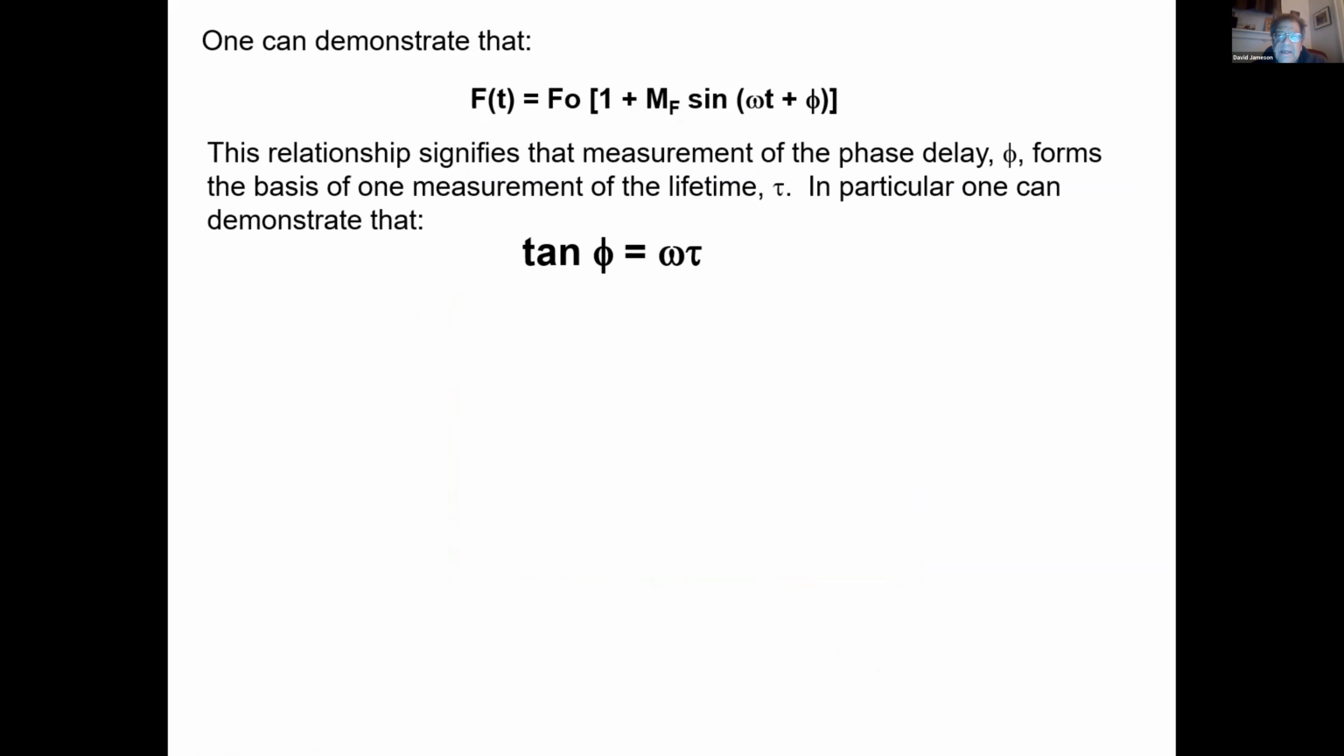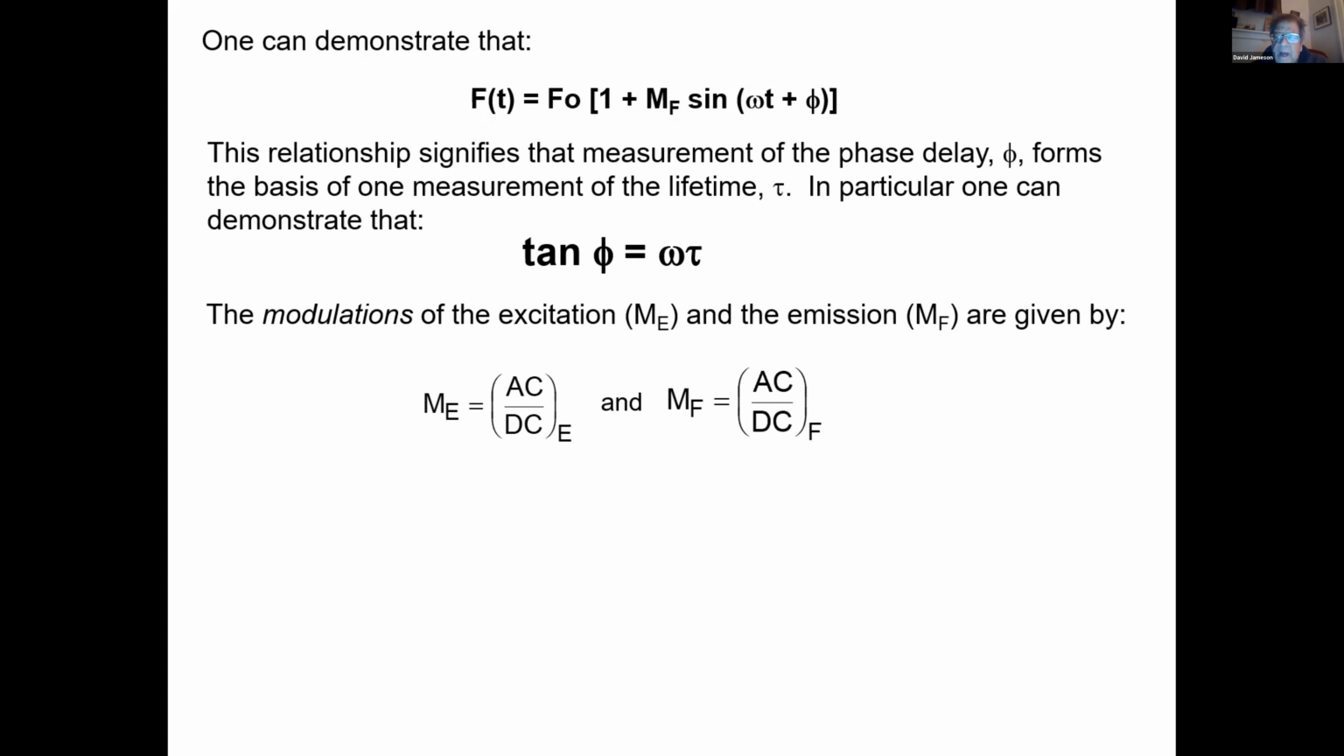Okay, and this phase delay forms the basis of one measurement of the lifetime. In particular, you can demonstrate that the tangent of the phase angle is equal to omega tau. So if you measure that phase angle, that phase shift, you can calculate the lifetime. But what about these modulations, these AC-DC ratios?